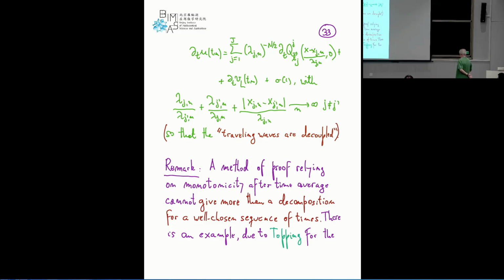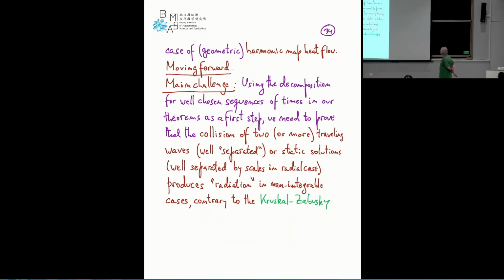But the method of proof, which in this case was monotonicity as the time average, cannot give more than a decomposition for a well-chosen sequence of times. And there are examples. For example, there's an example due to Topping in a very related geometric case, the harmonic map heat flow, where you can find smooth targets for which the decomposition holds for a subsequence, but not for all sequences.